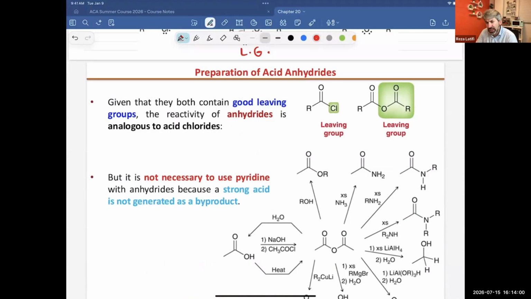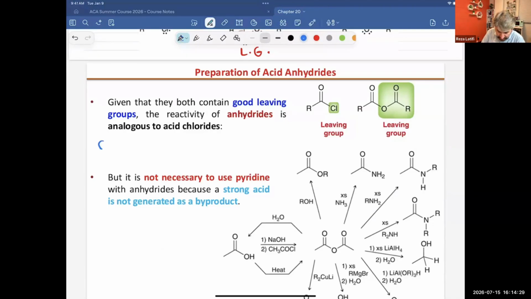Anhydrides are less reactive compared to the acyl chloride. But the good thing with the anhydride is that the leaving group will be a carboxylate group, and carboxylates are stable enough through resonance. One thing I want to mention is we're not going to be dealing with an acid like HCl that somehow we need to neutralize while the reaction is running.